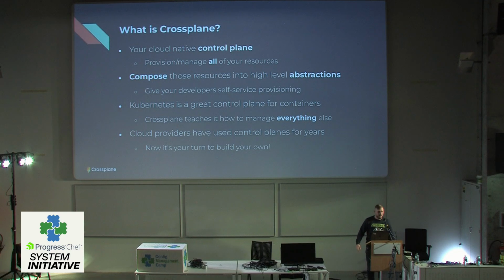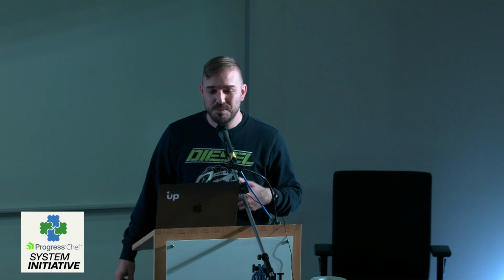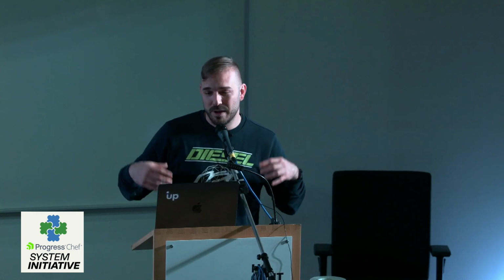Okay, so let's start. What is Crossplane? So Crossplane is your cloud-native control plane. It can be used to manage and provision all of your resources. So that means we can compose these resources into higher-level abstractions and give developers these as a self-service for provisioning their stuff. So it works a little bit different than your classical config management tool because we try to build APIs so people can actually self-service themselves.